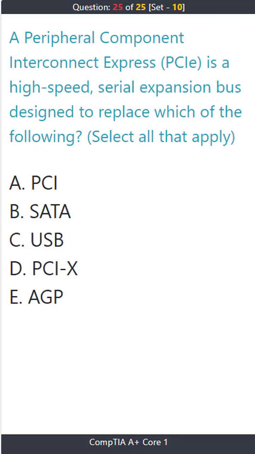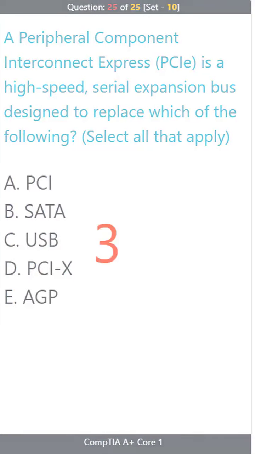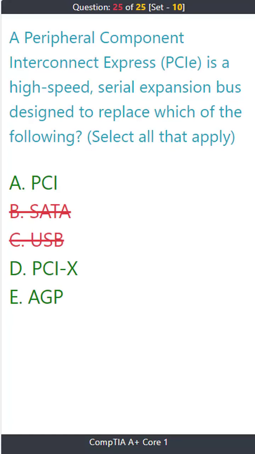Question 25. A peripheral component interconnect express, PCIe, is a high-speed, serial expansion bus designed to replace which of the following? Select all that apply. A. PCI, B. SATA, C. USB, D. PCIx, E. AGP. The correct answers are A. PCI, D. PCIx, E. AGP.